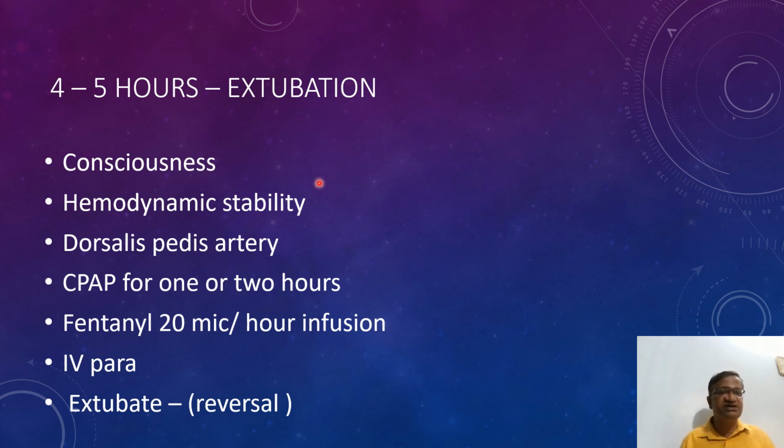So you should be conscious. The hemodynamic stability, sometimes they may be on NORAD and NTG. Dorsalis pedis artery, CPAP for 1 or 2 hours, and use fentanyl and then IV paracetamol. Give a good pain relief, then take out the tube after reversal.